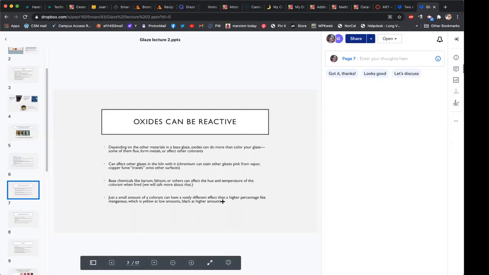A lot of arts and crafts pottery uses barium. So we also talked about how the same colorant can have a really different effect. If you have 1% of manganese or even 0.5% of manganese in a glaze, it can be a yellow glaze. And going up as high as 4% manganese in a glaze can give you a black glaze. So there's a lot of variance.